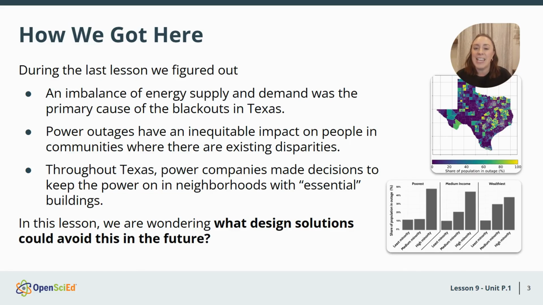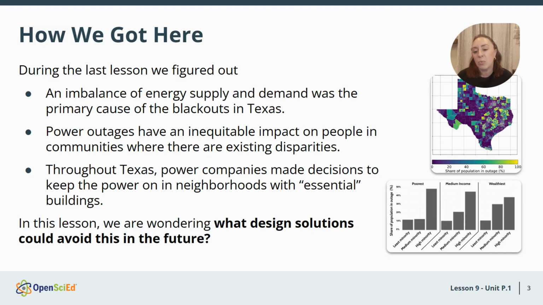If you recall, in lesson number 8, we figured out that the cause of the Texas energy crisis was really an imbalance of supply and demand, and that these power outages had an inequitable impact on people who already had existing disparities among their communities. And throughout Texas, the power companies didn't really think about who they were turning the power off on. Rather, they were trying to consider the types of buildings in different neighborhoods and communities and trying to keep the power on at an essential building.